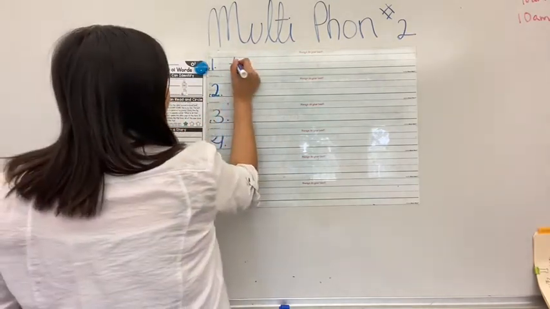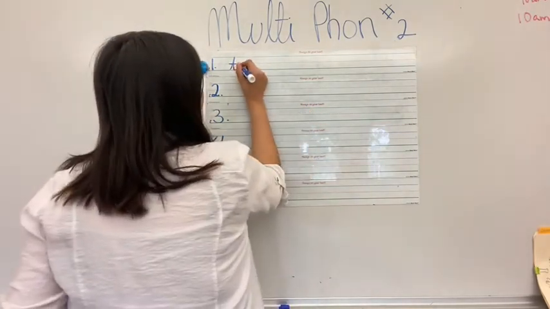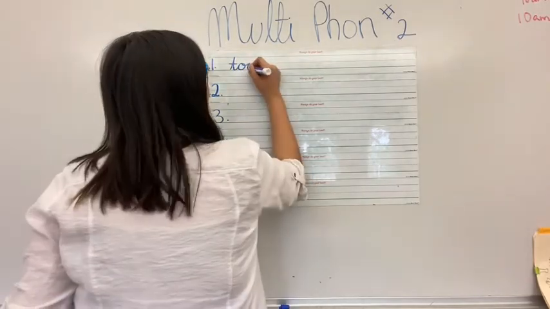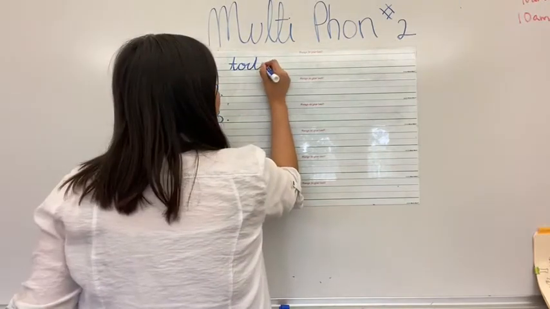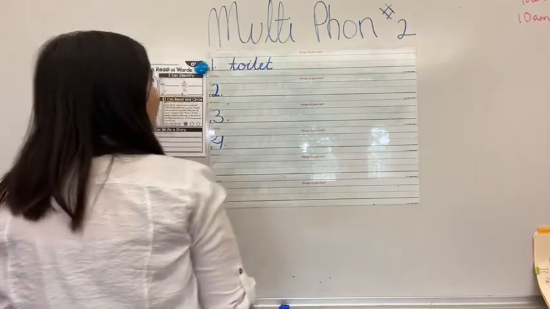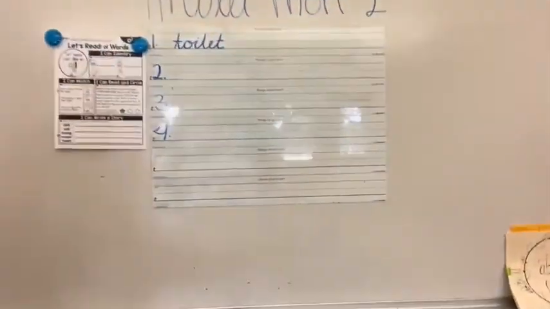T. And then what comes next? Oi. Our multi-letter phonogram. Oi. O-I. O. L. E. E. T. Toilet is our first one. All right, let me get a little bit closer there for you.